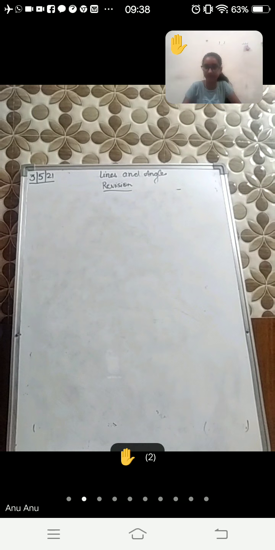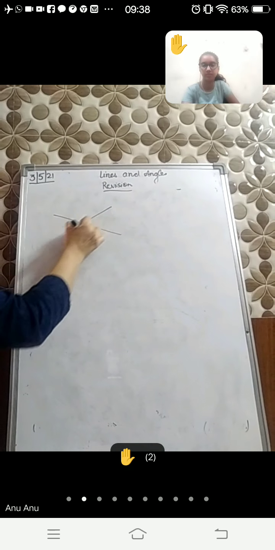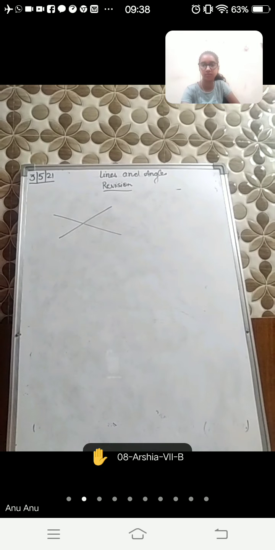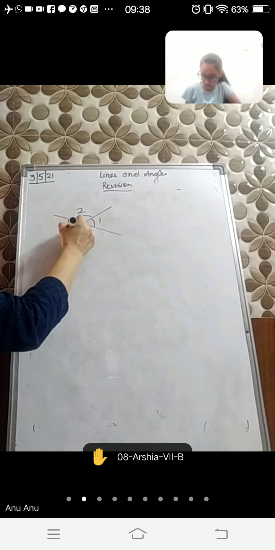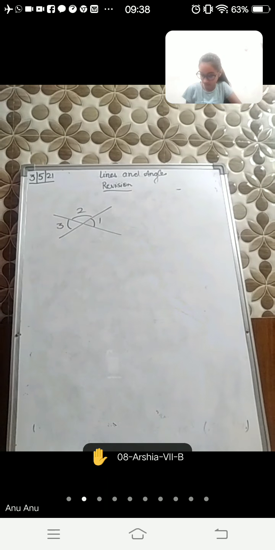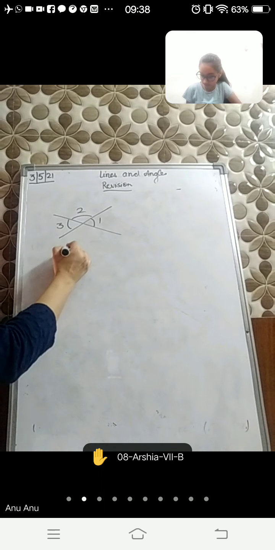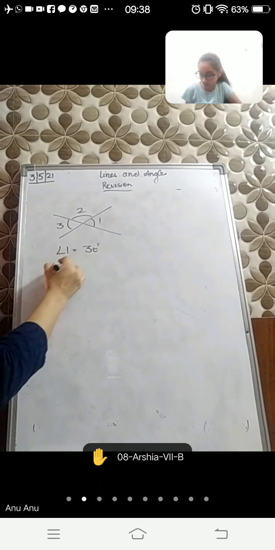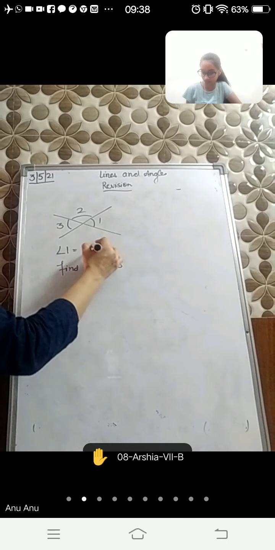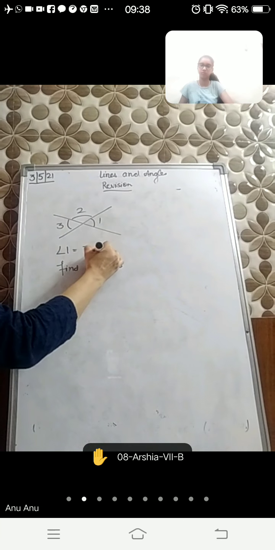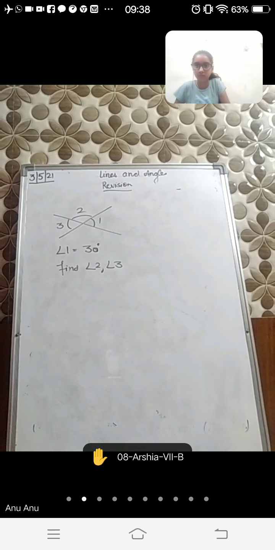These two lines are intersecting. This is angle 1, this is 2, and this is 3. Angle 1 is 30 degrees. Find angle 2 and angle 3. Hurry up. You all can solve, do it.